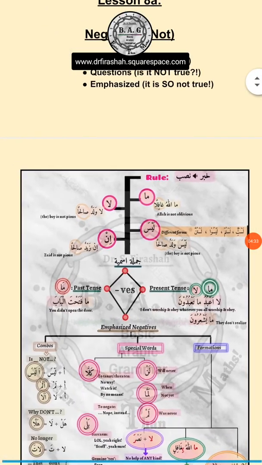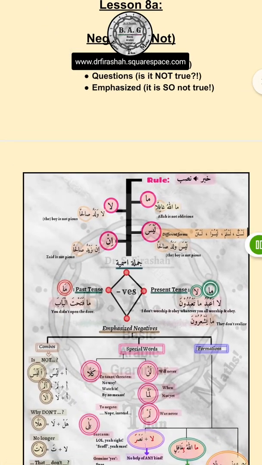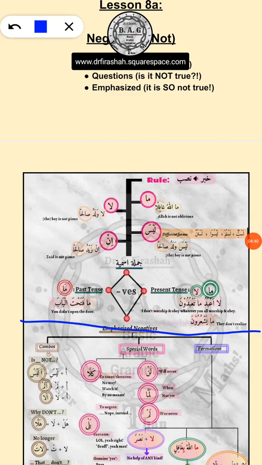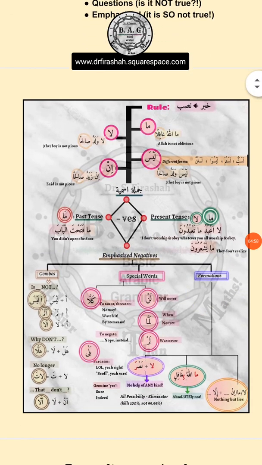So I hope that this top portion of this summary chart is clear to you, and we're going to now study some examples of each of these scenarios. And then we're going to wind up this lesson, and then we're going to return in lesson 8b, where we are going to address this part of the summary chart.